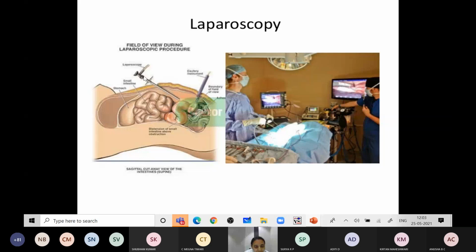Before the laparoscope is introduced, the abdomen is distended with carbon dioxide to inflate it, and the instruments are passed and they work at the site of pathology. That's called laparoscopy.